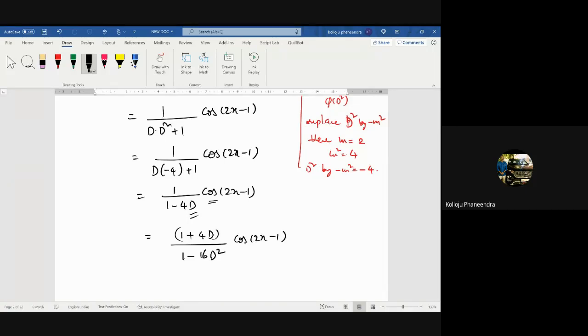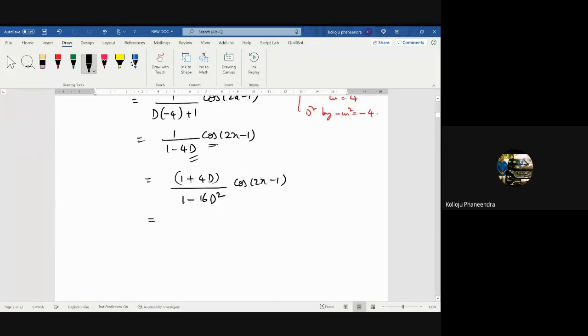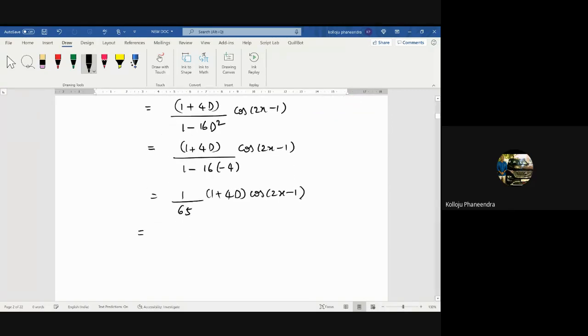Okay, rationalize this to get d square terms to operate on cosine 2x minus 1. So this is 1 plus 4d in the numerator, and in the denominator 1 minus 16 d square. Replace d square by minus m square, exactly. Now what is this? 1 plus 16 times 4 is 64, that is 65. So 1 by 65, times 1 plus 4d, into cosine 2x minus 1. If any doubts, you can raise the questions.